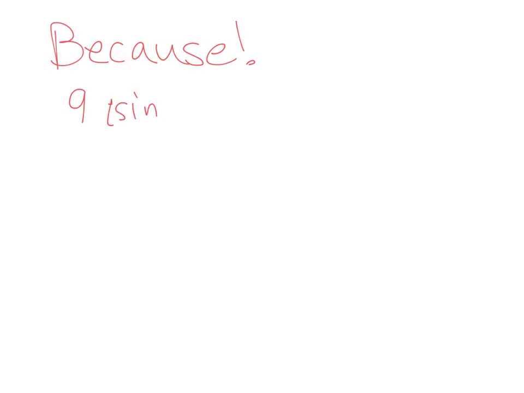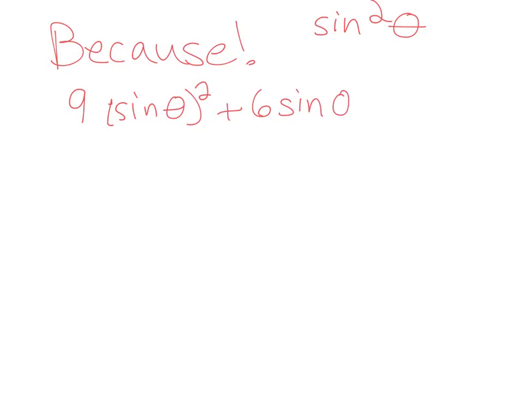Okay, so here is the whole reason that we're doing all of this, okay? Because here's where we're headed. We're going to take a factoring approach to the following problem. Let's say we had 9 sine of theta squared, which actually we write sine squared theta, you're going to come to see. But let's say we have 9 sine of theta squared plus 6 sine of theta plus 1 equal to 0.